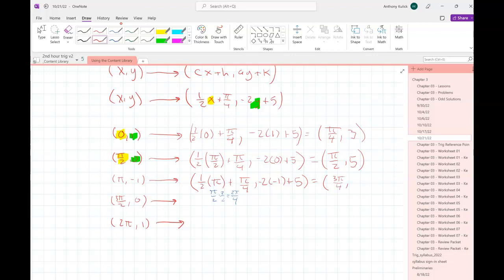Everybody's okay? Negative 2 times 1 is, or negative 2 times negative 1 is? 2. Plus 5. 7. Great. Get you guys out of there.